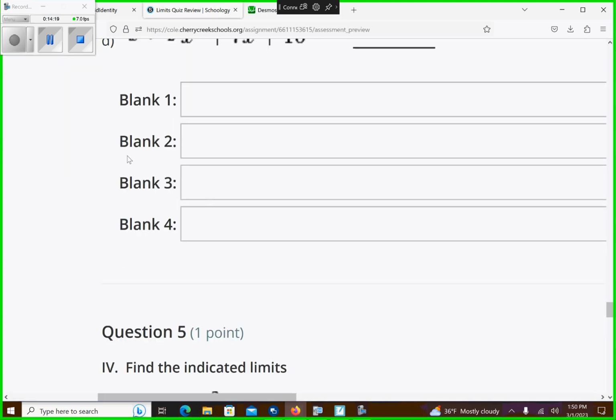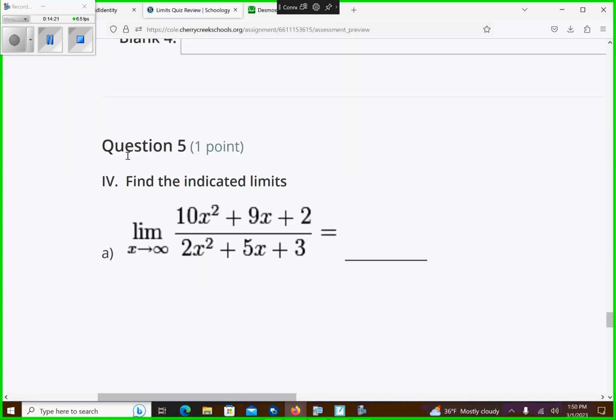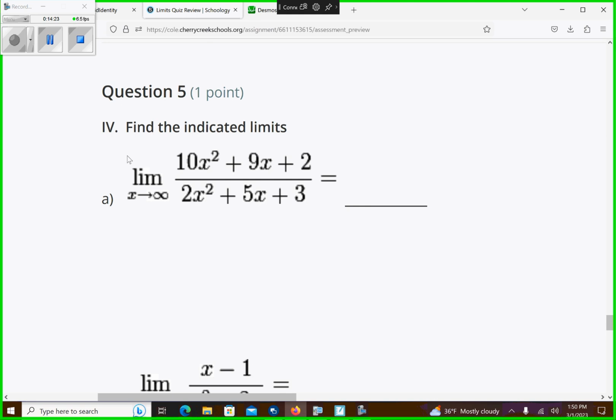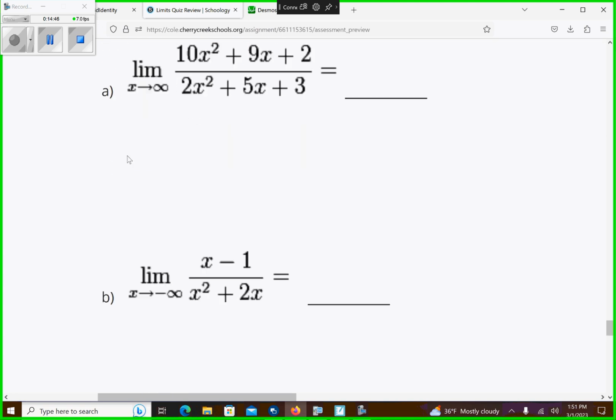And then, question 5. The degree on top and the degree on bottom are the same, agree? So basically go 10 over 2. 10 over 2 is 5. That's it. So A is 5, because the degrees on top and bottom are the same.